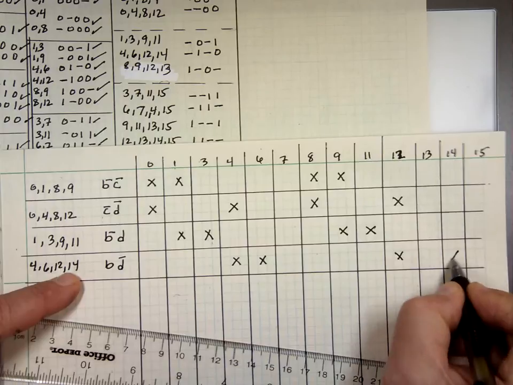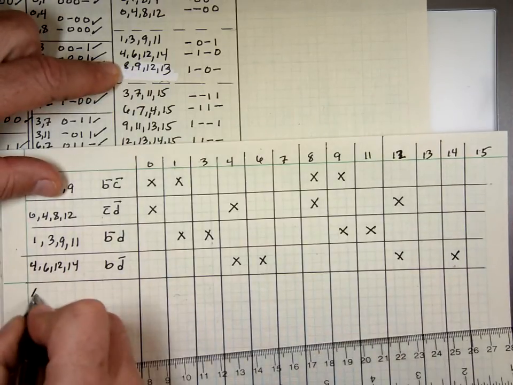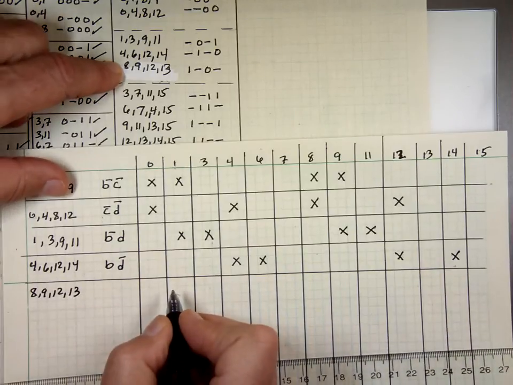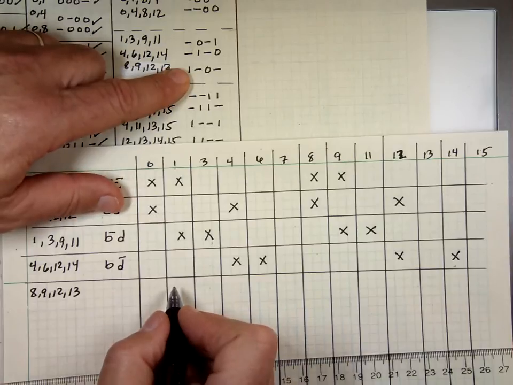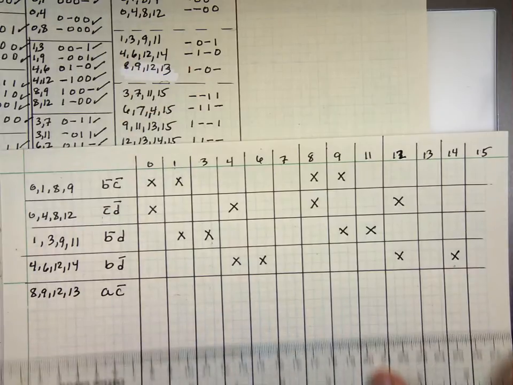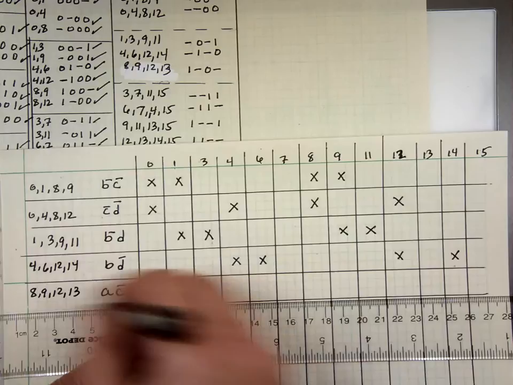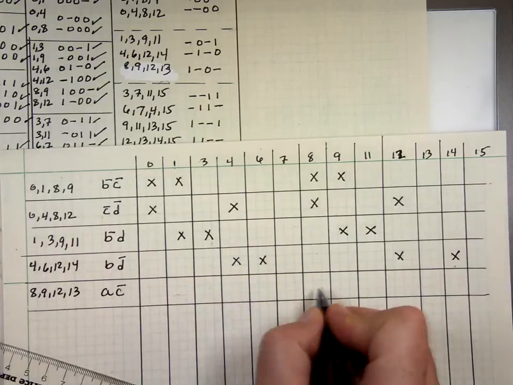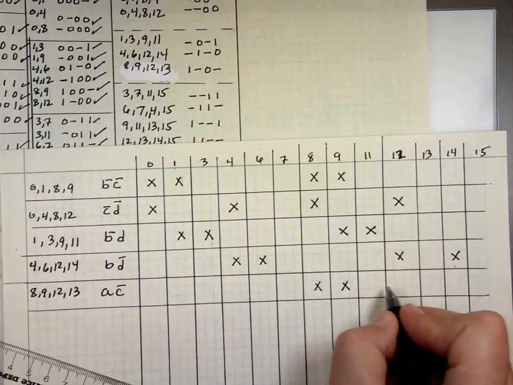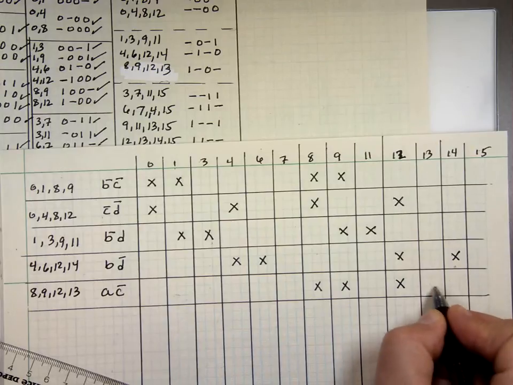8, 9, 12, 13. And that's A. B is gone, C naught. 8, 9, 12, and 13. Whew.